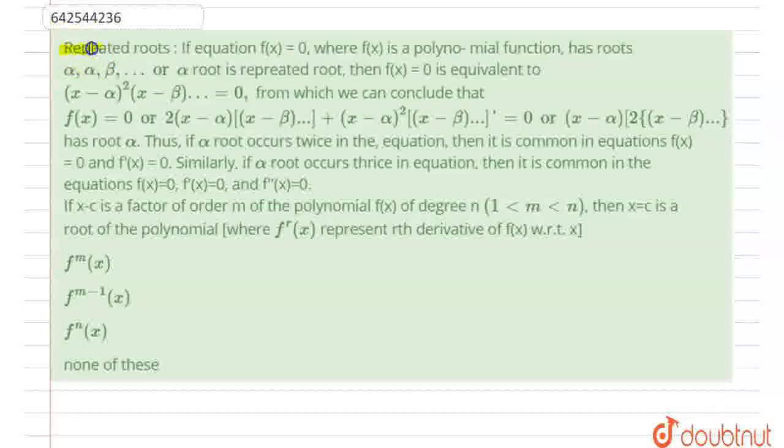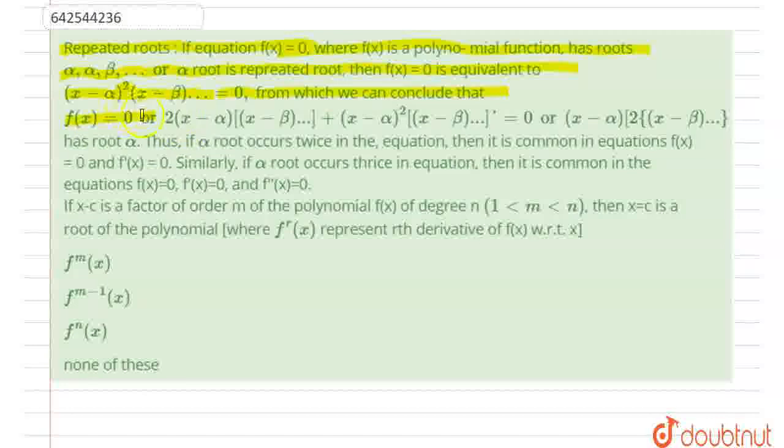Hello everyone, let's start this question. This question is about repeated roots. If equation f(x) = 0, where f(x) is a polynomial function, has roots alpha, alpha and beta and so on, alpha is a repeated root, then f(x) = 0 is equivalent to (x - alpha)^2 (x - beta) and so on = 0, from which we can conclude that f(x) = 0.